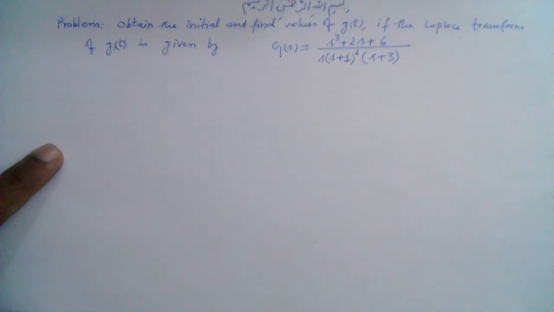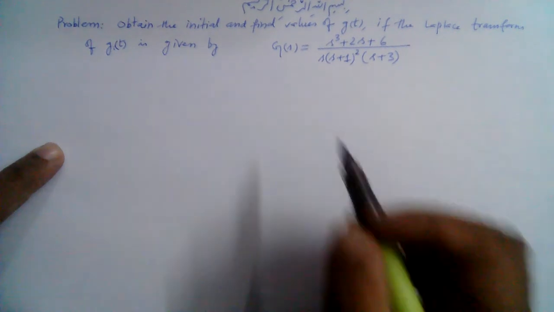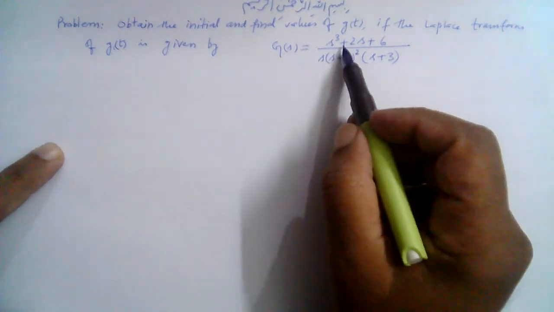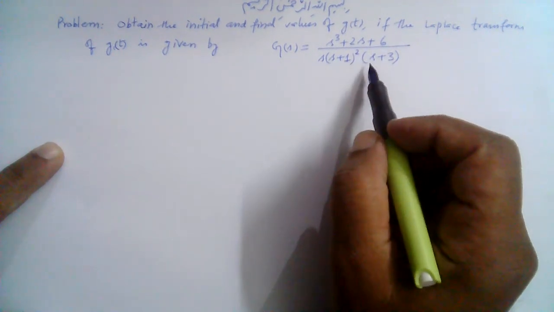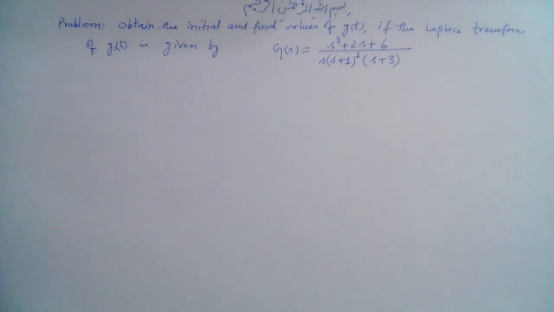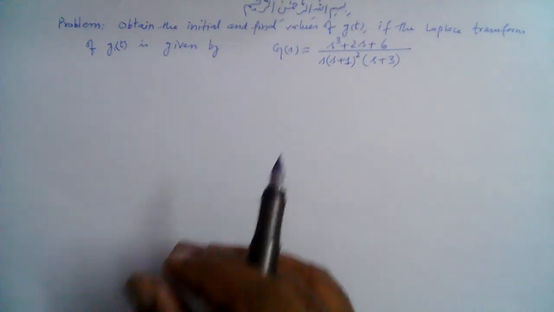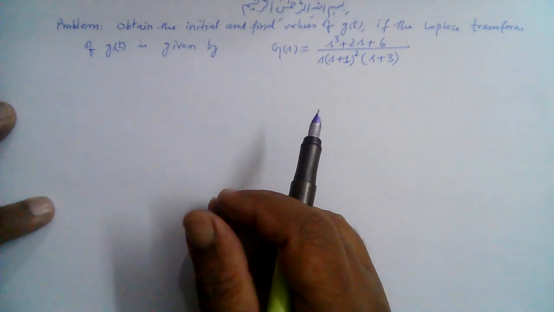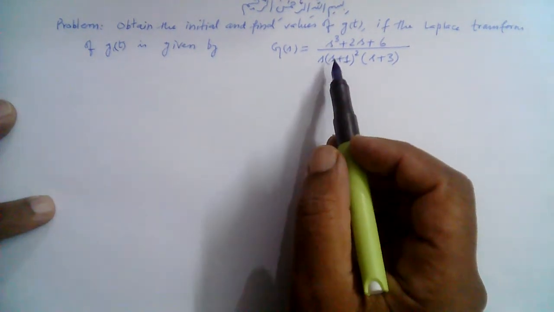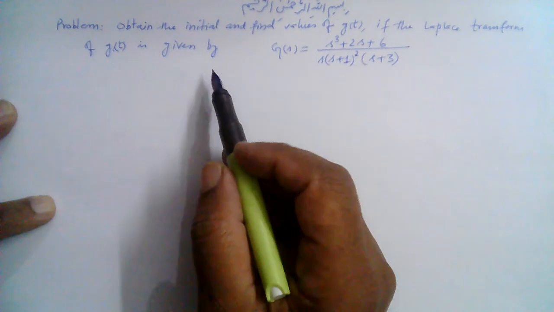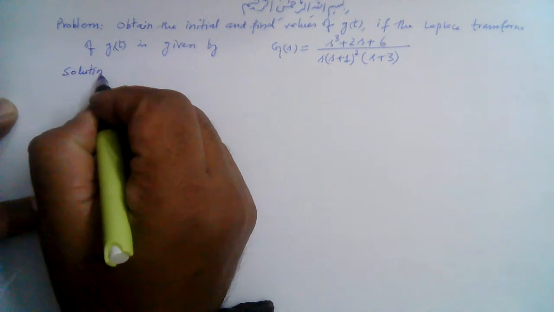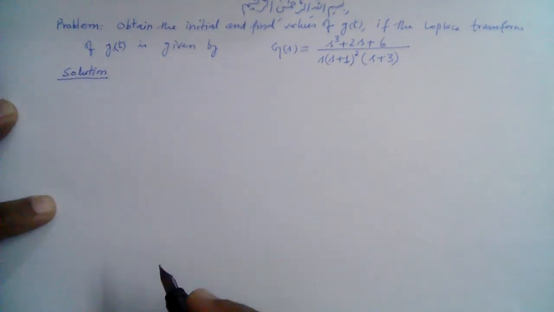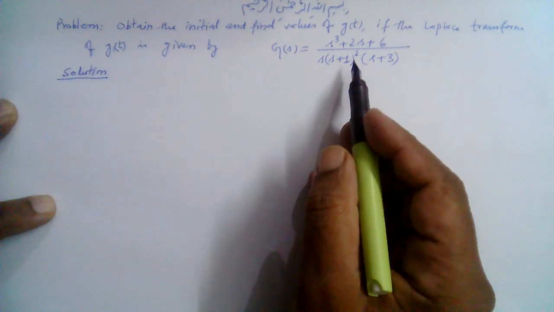Obtain the initial and final values of g of t if the Laplace transform of g of t is given by this function: g of s is equal to s cube plus 2s plus 6 over s into (s plus 1) square into (s plus 3). From the Laplace transform of a function, we can obtain the initial and final values of the function in the time domain, right? For this we need to use the initial value theorem and final value theorem of the Laplace transform.